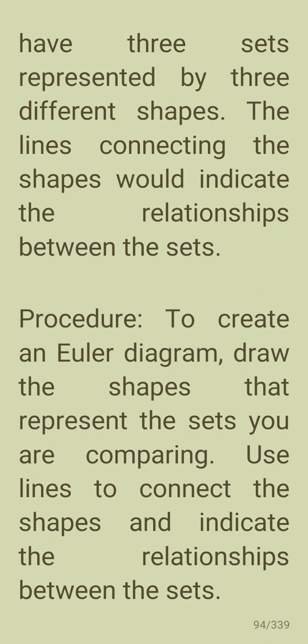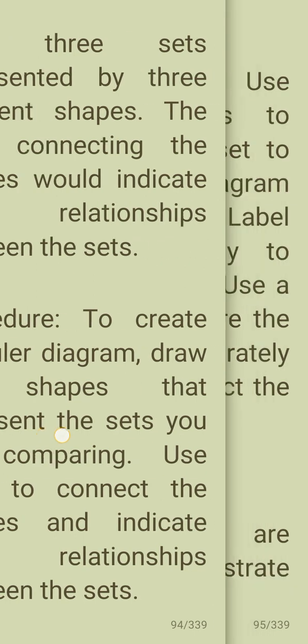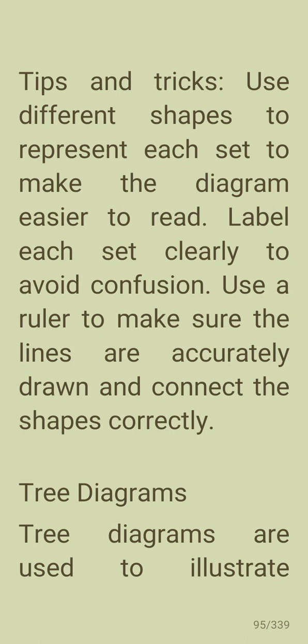To create a Euler diagram, draw the shapes that represent the sets you are comparing. Use lines to connect the shapes and indicate the relationship between the sets. Use different shapes to represent each set to make the diagram easier to read. Label each set clearly to avoid confusion. Use a ruler to make sure the lines are accurately drawn and connect the shapes correctly.